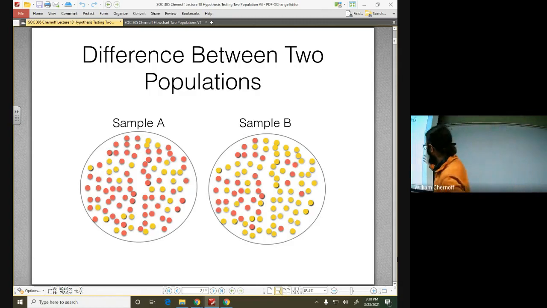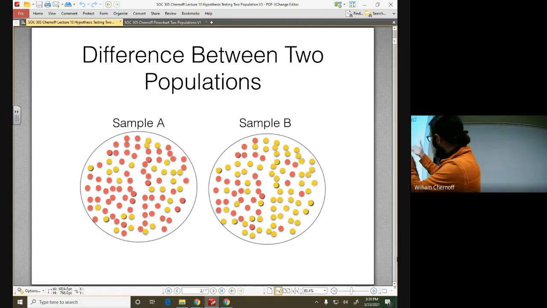Imagine we have two samples, A and B. Maybe this is the population of all the women here at Southeastern, and maybe this is the population of all the men at Southeastern. And maybe we're interested in a proportion. Here we have red and yellow dots, and here we have red and yellow dots. Maybe those dots are things like prior victimization. The yellow dots mean you've been the victim of crime in the past. Red dots mean you haven't.